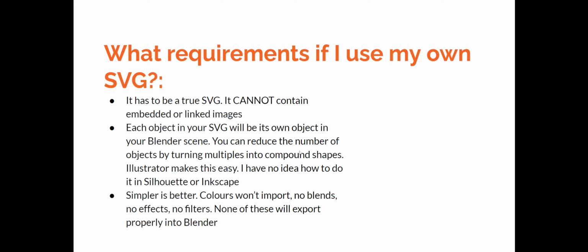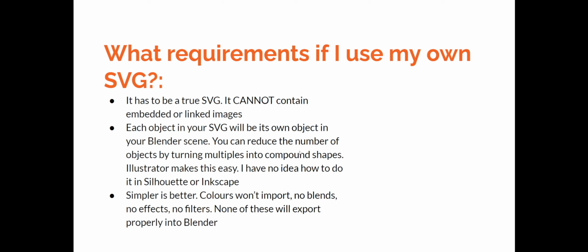Colors won't import from Illustrator or any of the other programs. Blender doesn't understand those colors that you want. So there's no point in colorizing them before your import, though you may want to do it in your own file just for your own knowledge. No effects, no blends, no filters, nothing like that. No text along a path. None of those will work in Blender.